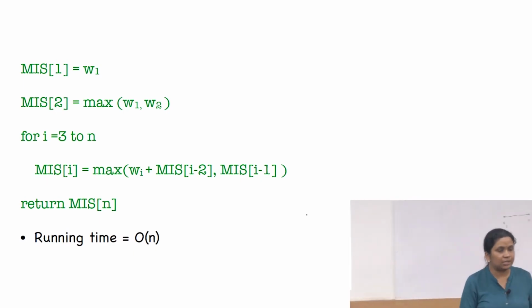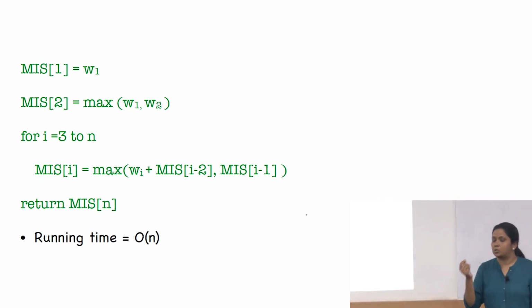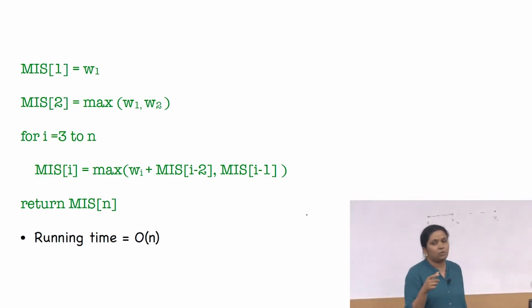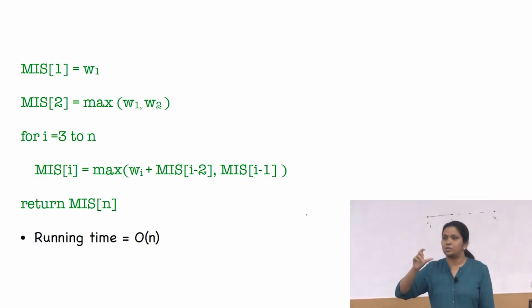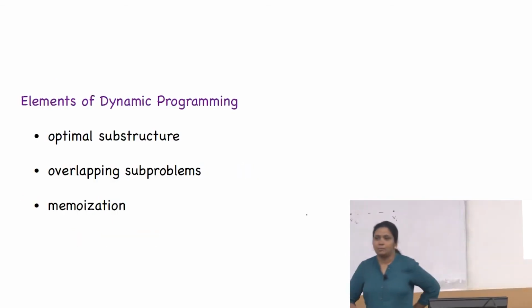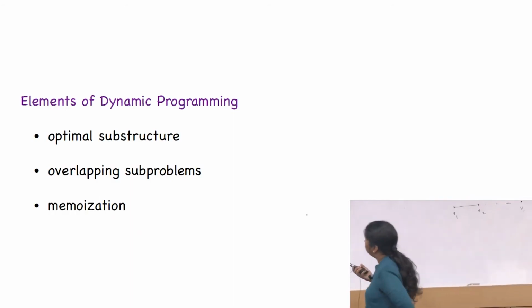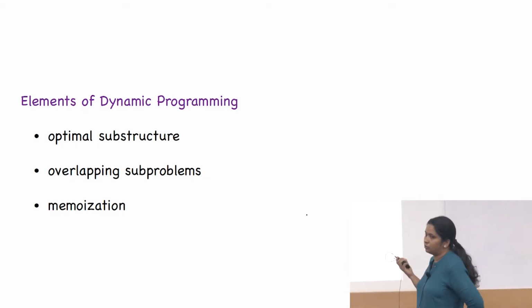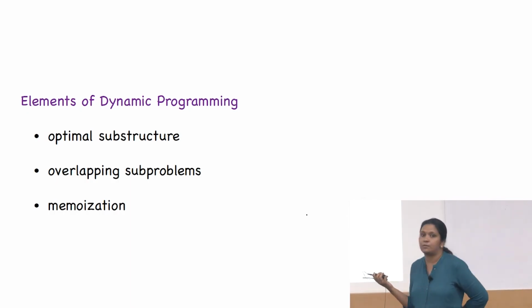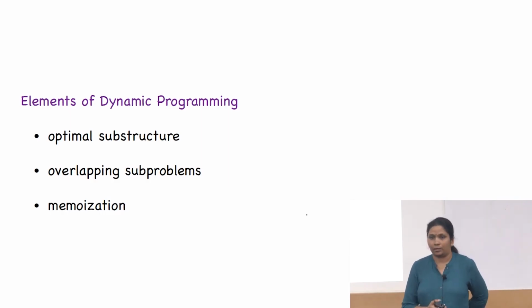So this is the third principle that you use in dynamic programming: you compute the values for smaller subproblems first and store them. And this is called memoization. So these are some of the elements of dynamic programming. You are solving problems with optimal substructure and overlapping subproblems, and finally you are using memoization for improving the running time.